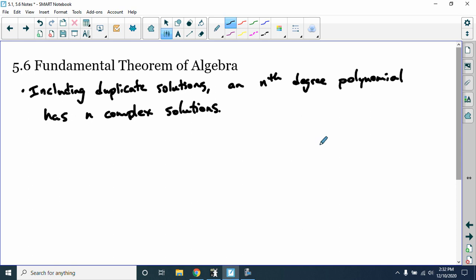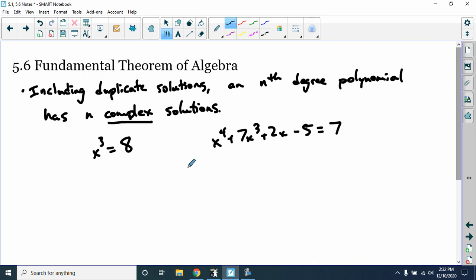So if I have a cubic equation, this has 3 solutions. If I have a 4th degree polynomial, this has 4 solutions. Now it does say complex solutions, so some of the solutions might be imaginary. Like this one here only has 1 real solution, but then it also has 2 imaginary solutions that we'll talk about how to get eventually. This one here has 4 solutions. Some of them might be real, some of them might be imaginary.